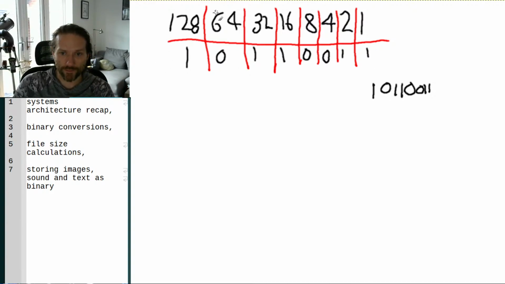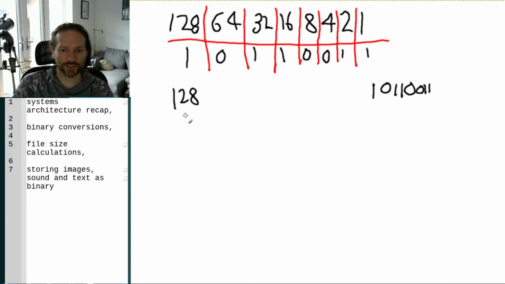Once you've written the magic numbers above each of the digits in the binary, all you have to do is, if the digit is a 1, write down the number above it. If the digit is a 0, skip it. You will end up with a list of numbers. So we've got 128. There's a 0 there, so we're going to skip that.